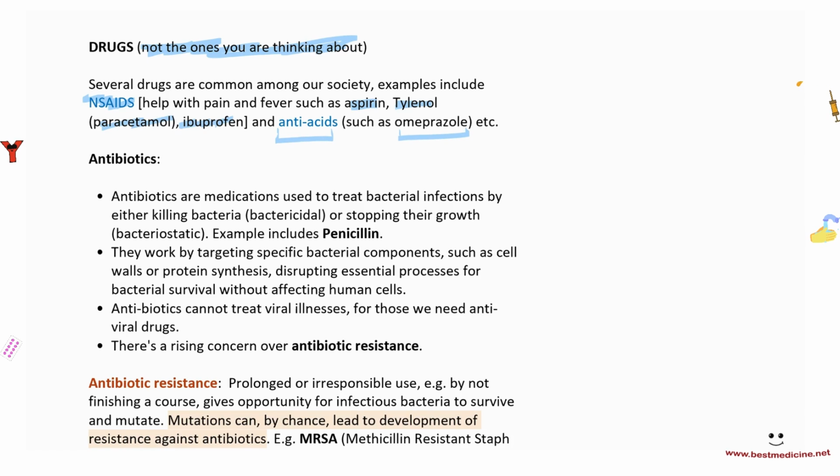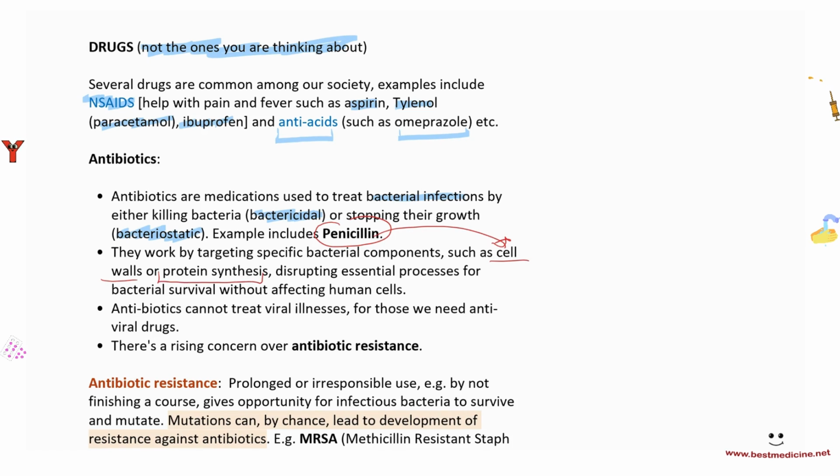Now, antibiotics are medications that treat bacterial infections, either by killing the bacteria or by stopping their growth. So those are bacteriostatic antibiotics. Again, antibiotics can either be bactericidal, which means they kill the bacteria, or bacteriostatic, which means they stop their growth. Examples of an antibiotic would include penicillin. The way they work is usually they target bacterial components, for example the cell wall. Most importantly, penicillins target the cell wall and destroy it.